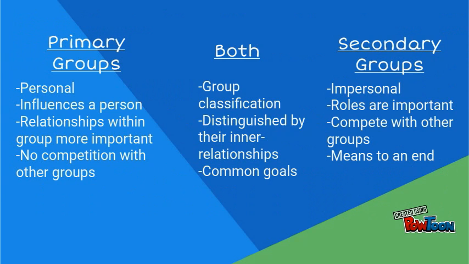Secondary groups are a means to an end, while primary groups have a stronger purpose and usually do not just end. The similarities between the 2 groups are that they classify groups by their inner relationships, and each group usually has some common goal or goals.